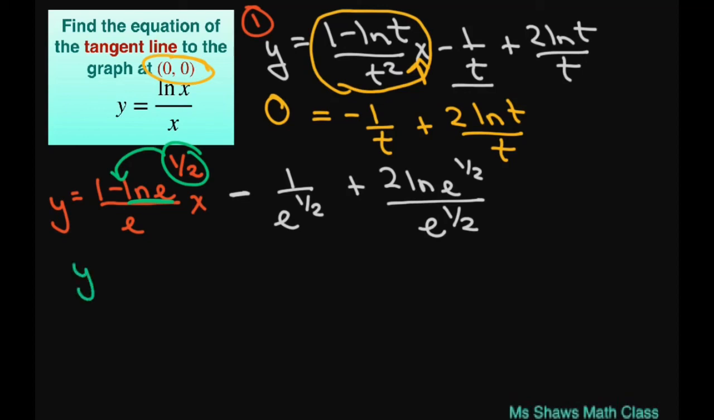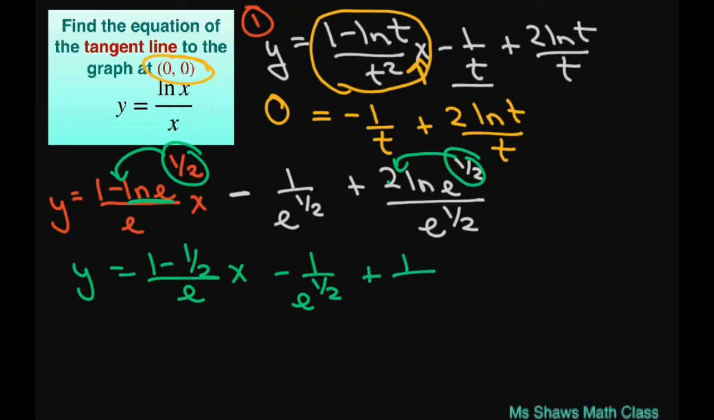So when I do that, I'm going to get y equals 1 minus 1 half, divided by e, and then we still have this x here. And then for this piece, I'm just going to copy it down. Now I could do the same thing with this one. I'm going to move this 1 half in front, so 2 times 1 half is 1, and we still have e to the power of 1 half. And what happens is these two go away, they zero out.